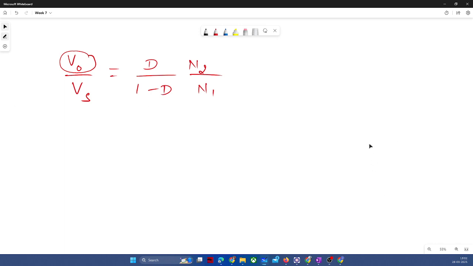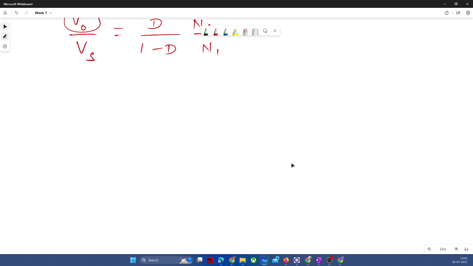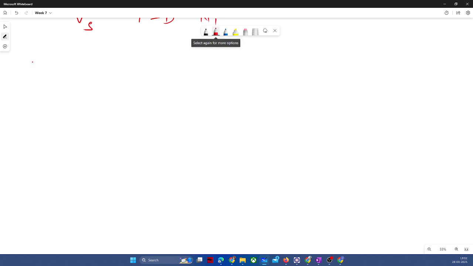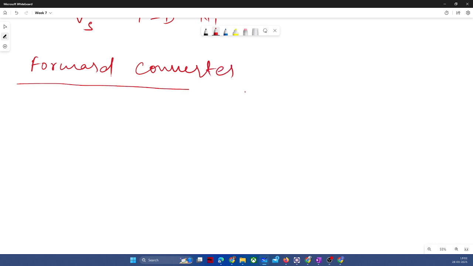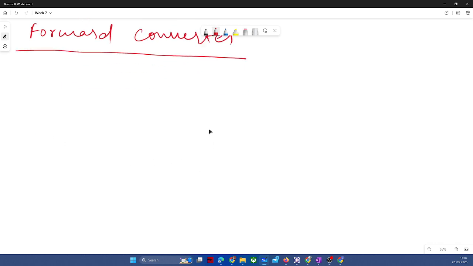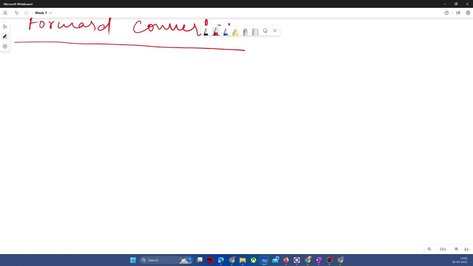Okay, so if there is no further doubt, we can proceed with the forward converter. It is another magnetically coupled DC-DC converter, and its operation is similar to other converters. So let me draw the circuit first.